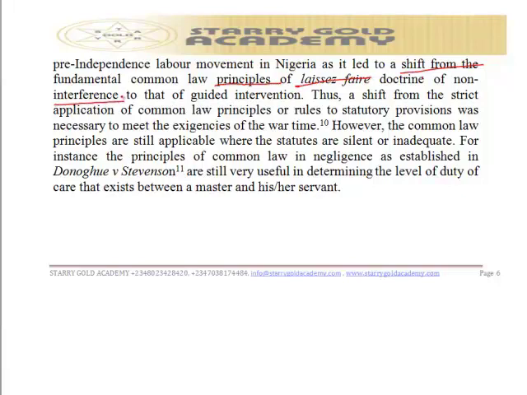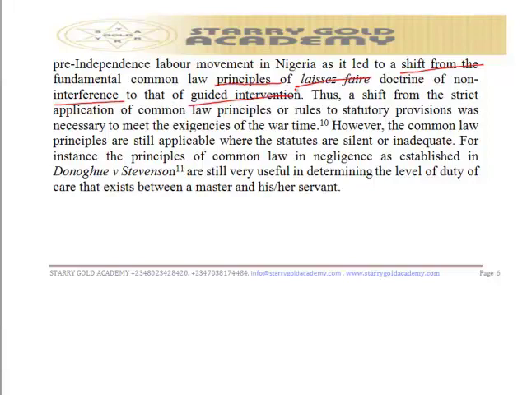Let me just explain this. When we are talking of the laissez-faire doctrine of non-interference, it is that government is not looking at what is happening in the industry, in the company. Government leaves it to the employer to determine what he wants to do with his employee. That is what we know as the laissez-faire doctrine of non-interference. But later, after the war, it moved towards guided intervention. Guided intervention is when government is now contributing and looking into what is actually happening in the industrial world.